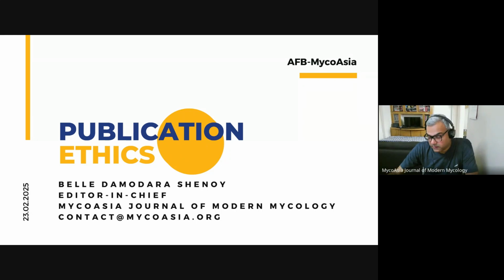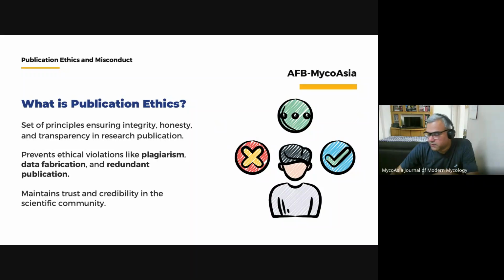So publication ethics, there are two things here, publication plus ethics. I think most of us are aware of the need to publish papers or any other kind of publications. When we publish, we are expected to follow certain rules and regulations, or ethical guidelines. So what is publication ethics? Basically, these are a set of principles and guidelines. These guidelines make sure we follow integrity, honesty, and transparency in research publication.